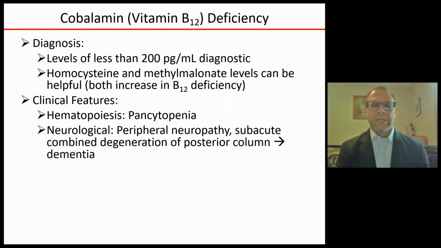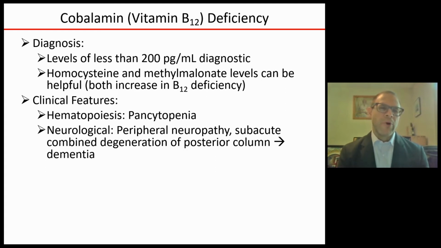So the diagnosis is somewhat challenging because the tests aren't very good. Clearly, when somebody's B12 is less than 200, they are B12 deficient, but you can have B12 levels in the normal range and still be B12 deficient. Homocysteine and methylmalonic acid are helpful. They both have a tendency to increase in B12 deficiency, unlike folate deficiency, where it's only homocysteine, not methylmalonic acid, that goes up.